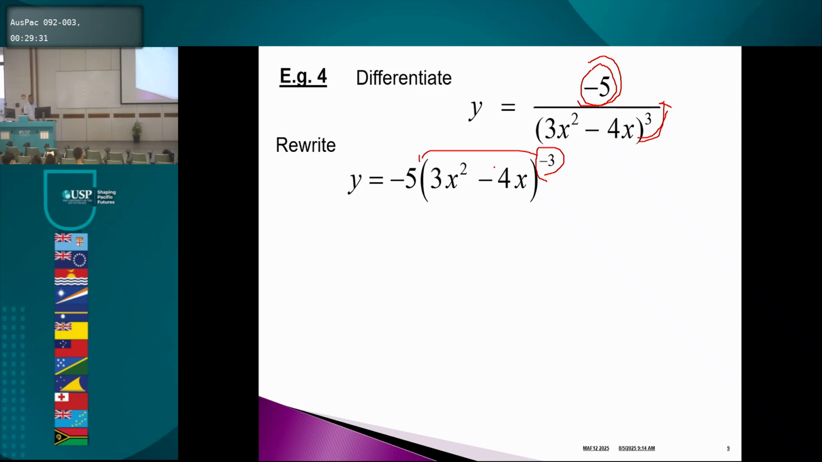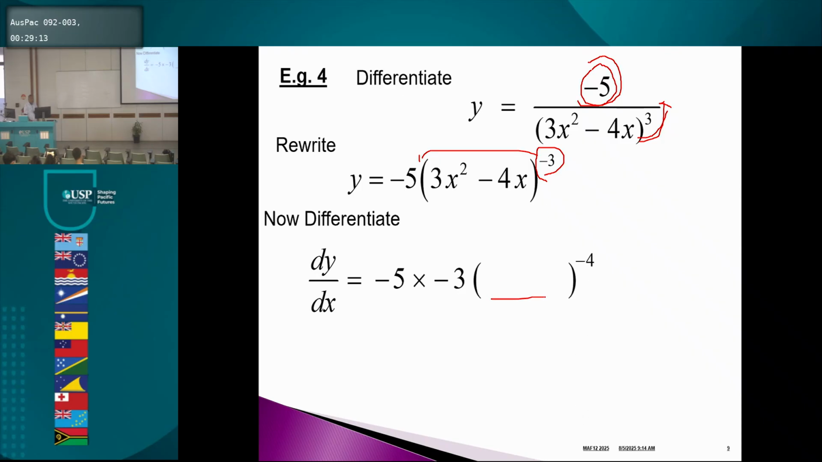I'll multiply negative 5 and negative 3. What's the new power, by the way? Negative 4 here. Negative 3 minus 1. What goes in here? The inner function remains unchanged. And then we will differentiate the inner. What's the derivative of 3x squared minus 4x? 6x minus 4. And simplify.